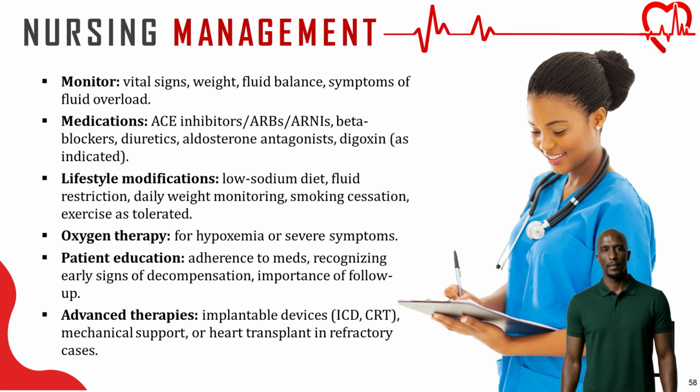Medications may include ACE inhibitors or ARBs, beta blockers, diuretics, aldosterone antagonists, and digoxin, depending on the patient's condition. We also reinforce lifestyle modifications like a low sodium diet, fluid restriction, smoking cessation, and daily weight monitoring. Gentle exercise can help improve tolerance and circulation.